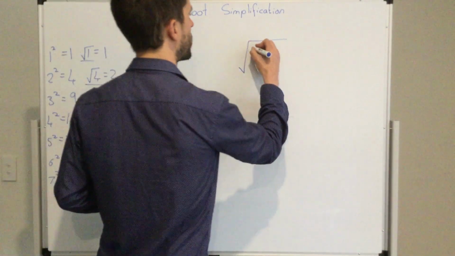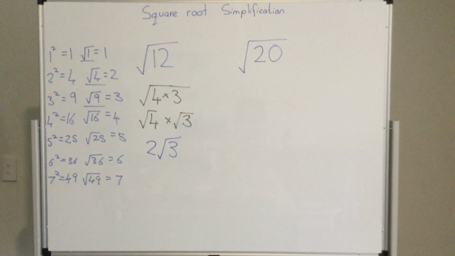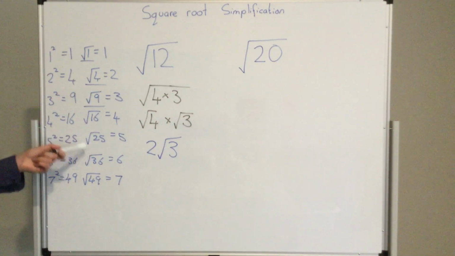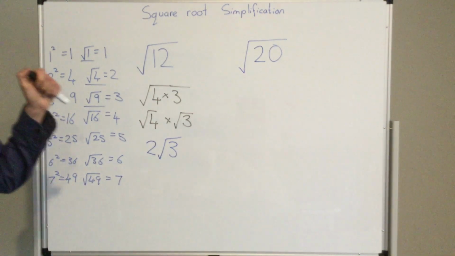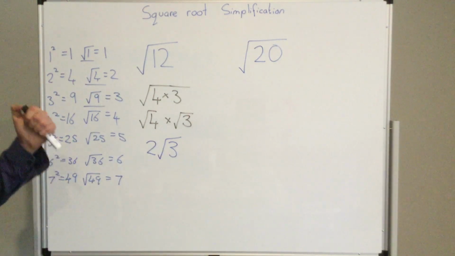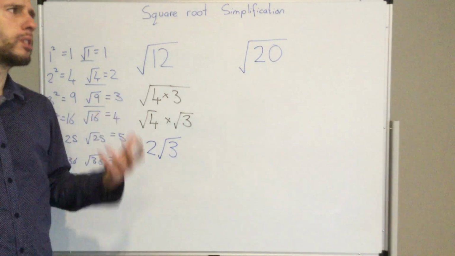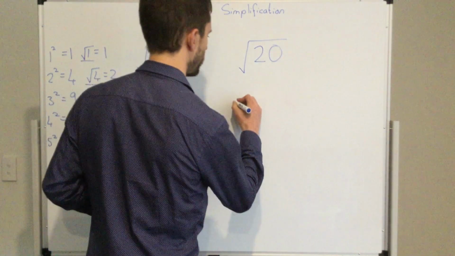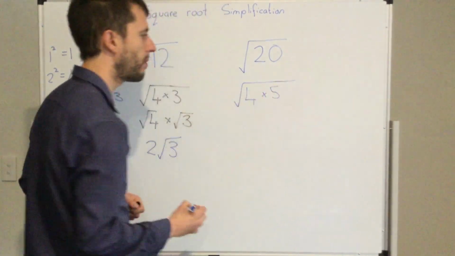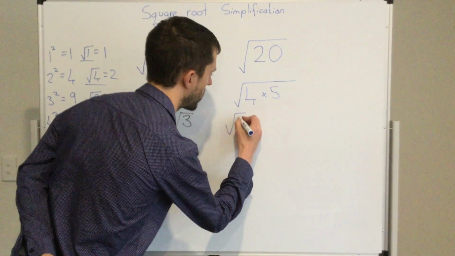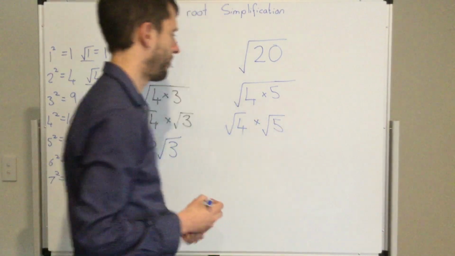How about we do the square root of 20? So thinking about these numbers along here, our squared numbers, what is a factor of 20? 4 is a factor of 20. 4 times what equals 20? 4 times 5 equals 20. So I can rewrite it as the square root of 4 times the square root of 5.